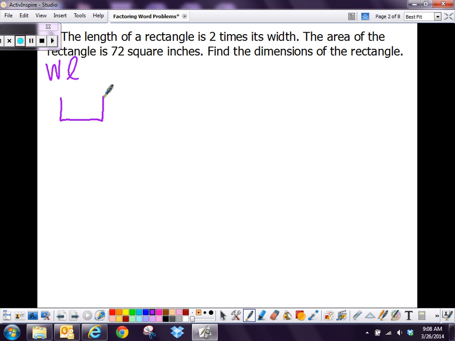So I'm going to draw a rectangle. And of that rectangle, we're talking about area. So I need to write that formula. A equals length times width.